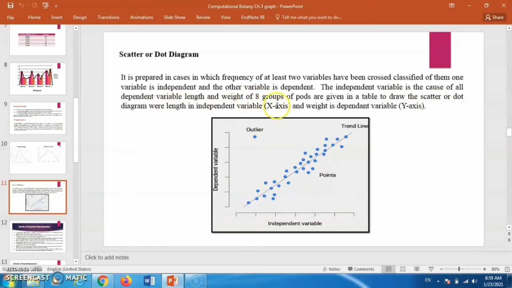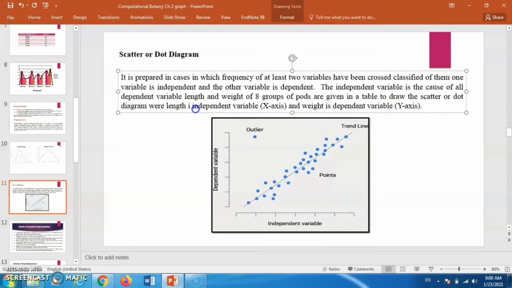The length and width of 8 groups of pods are given in a table to draw the scatter or dot diagram, where length is the independent variable, meaning x-axis, and width is the dependent variable, meaning y-axis. So here you can clearly understand the length is on the x-axis and the width is dependent on the x-axis, like this.